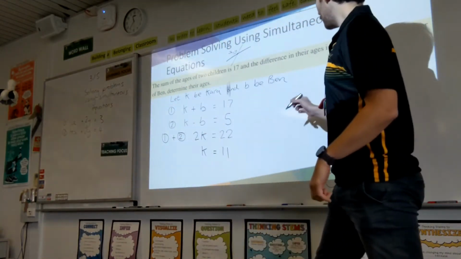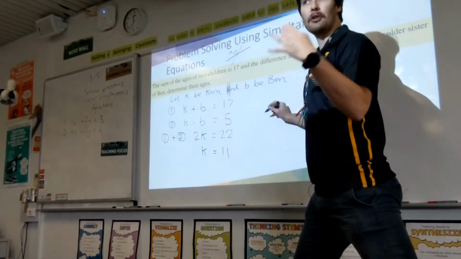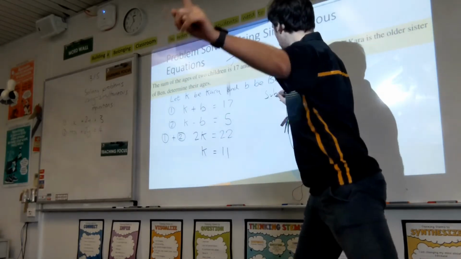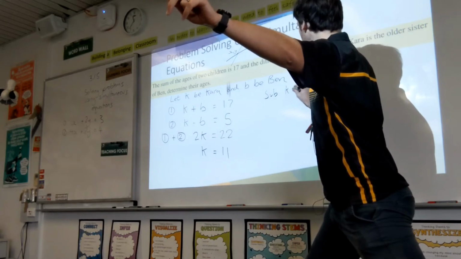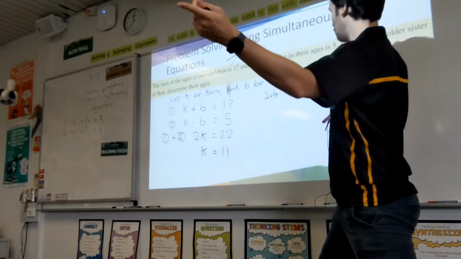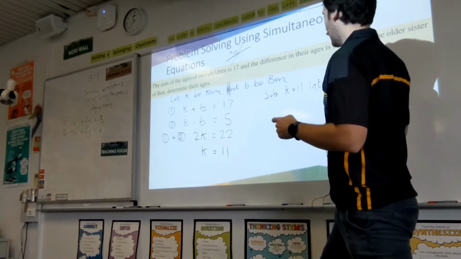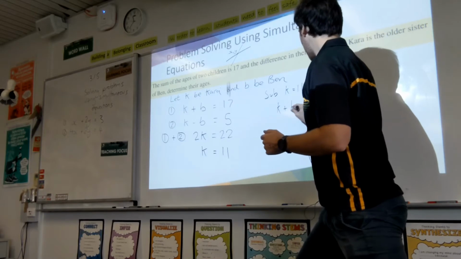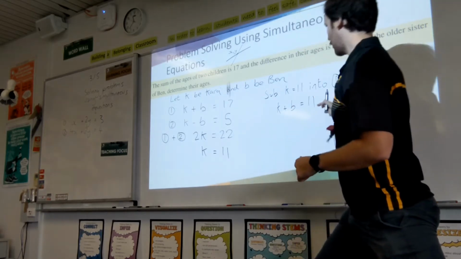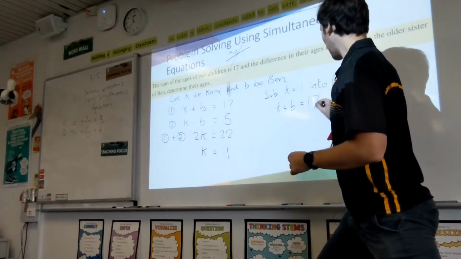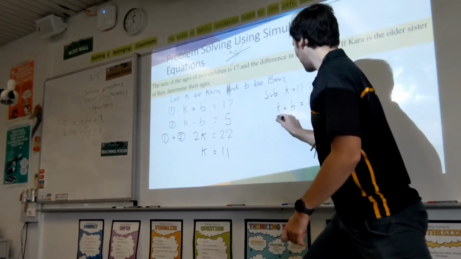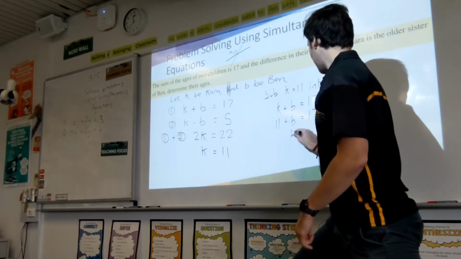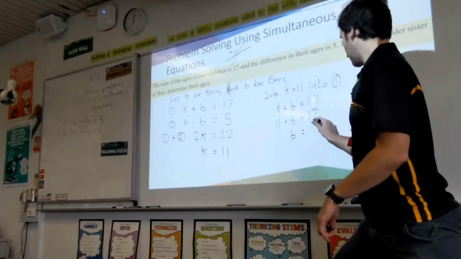Now for my next step, and again, I'm going to let the reader or the marker or whoever it is know what I'm actually doing. I'm going to say substitute k equals 11 into, let's say, equation 1. So equation 1 is Cara's age plus Ben's age is, no, it's not 11, it's 17. We've just figured out what Cara's age is. It's 11. So 11 plus Ben's age will give us 17. That tells us that B is equal to 6.